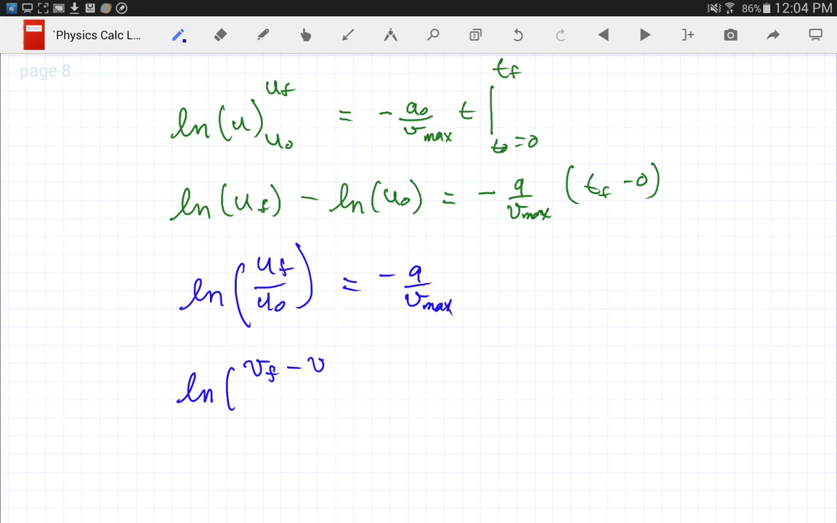Go ahead. On the right, is that supposed to be negative a or negative a naught? And if it changes from negative a naught to negative a, why did it do that? It's because I forgot to bring it down two places. Thank you. And I forgot to write the t final there as well.